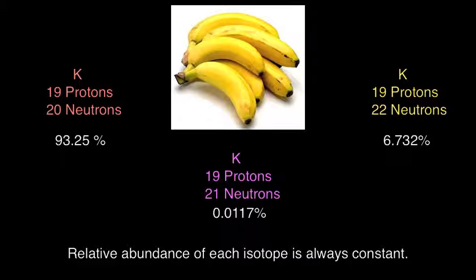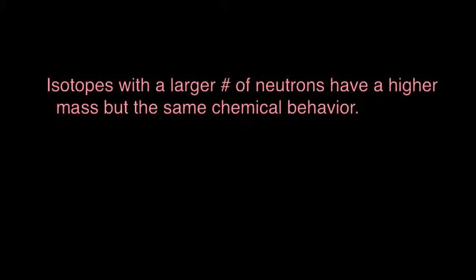So those percentages that I just read off will always be the same whether I have 6 bananas or 1 banana. So we call that our percent composition for an element. It is made up of the same number of isotopes in each thing. Isotopes that contain more neutrons will have a greater mass, but they do actually have the same chemical behavior as any other isotope.